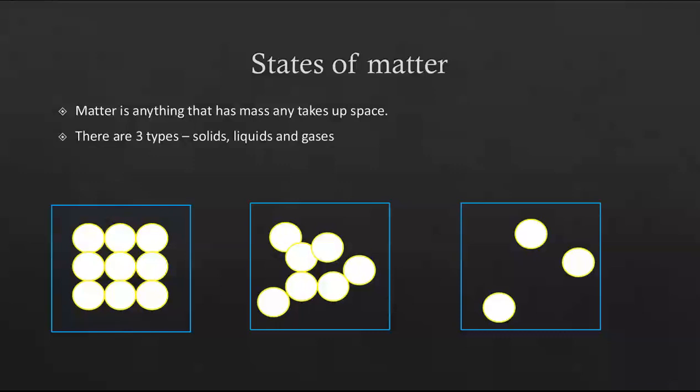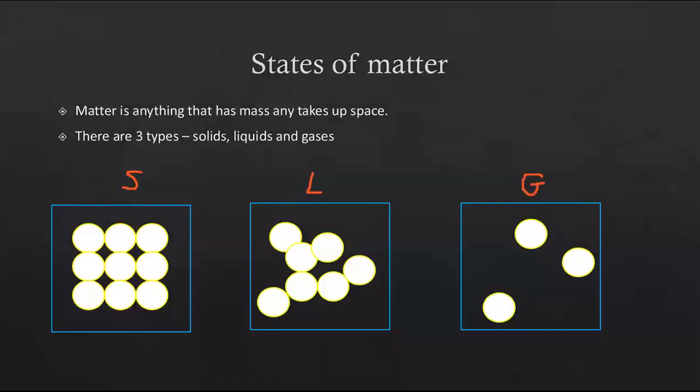So, for example, you're made of matter. You are made up of lots and lots of different types of chemicals. You've got protein, you've got carbohydrates, you're made of water, and you have a mass, you take up space, and therefore you are made of matter. A pen is made of matter, the table is made of matter. There are three types: a solid, a liquid, and a gas. So this one here is our solid, this one in the middle is our liquid, and then at the end here we have got our gas.